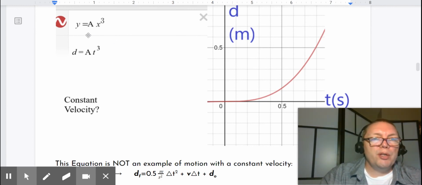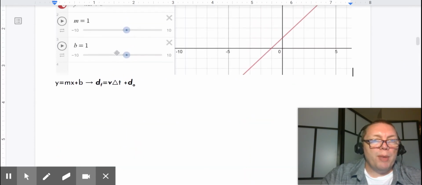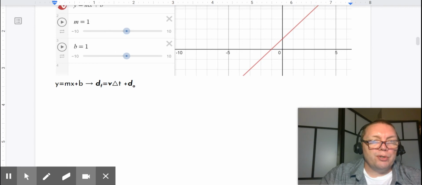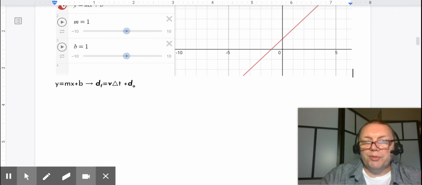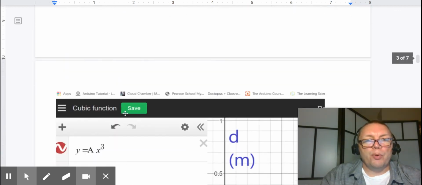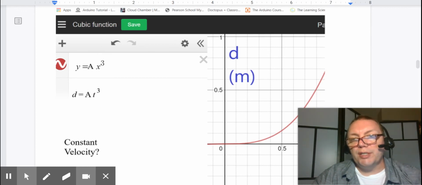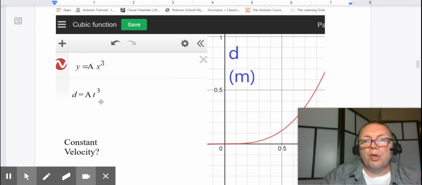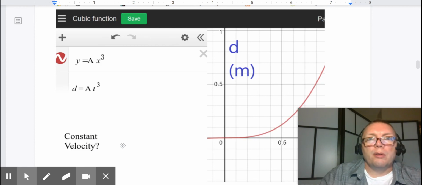If we look at our equation, we don't have a y equals mx plus b format, where here we have position, velocity, time. We have position with no exponents, no squares, no cubes. We have time with no exponents, no squares, no cubes. So when we see that time is squared or time is cubed, that's an indication that our velocity is not constant. That's an indication that the velocity must be changing. So is this constant velocity? Heck to the no. That's it for this part.